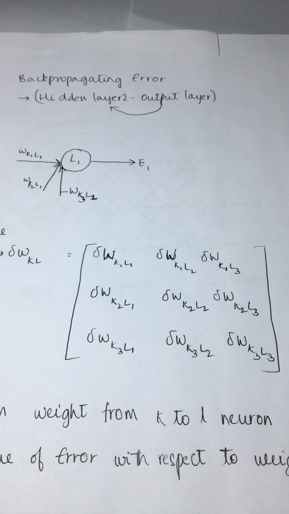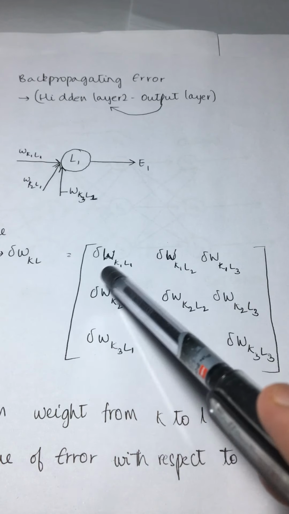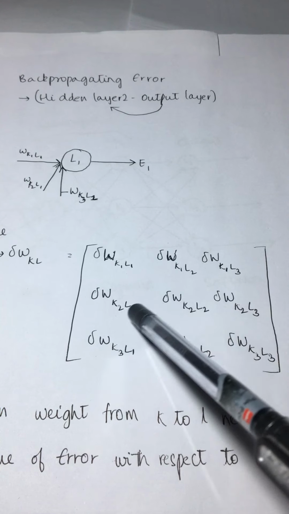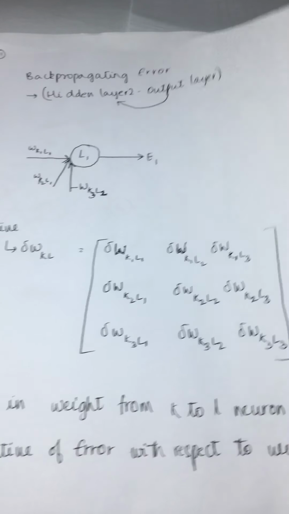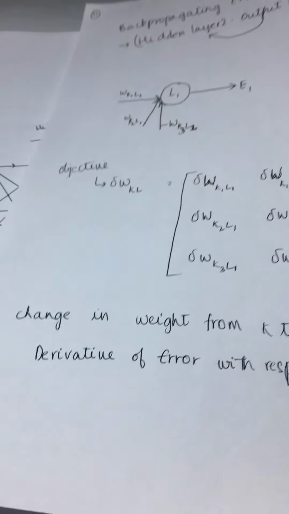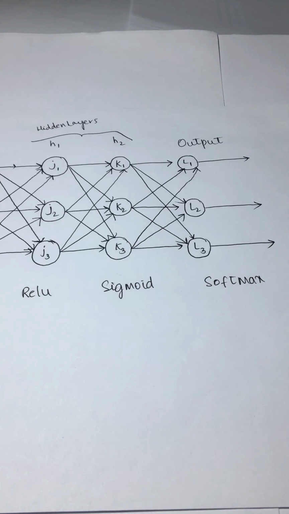So for L1 it's K1 L1. This is similar to your weight matrix. The only difference is this is your delta matrix, your derivative matrix. This is K1 L1, K1 L2, K1 L3, K2 L1. This is exactly the same as your normal weight matrix. The only thing you calculate is the change in weight from K to L neuron, right?